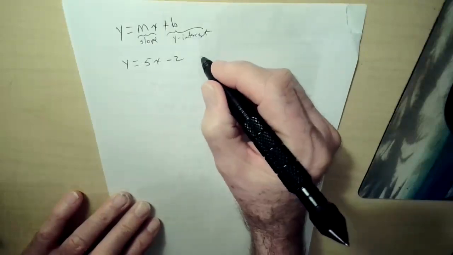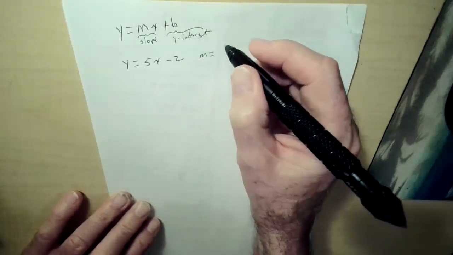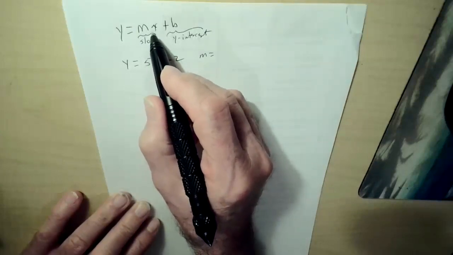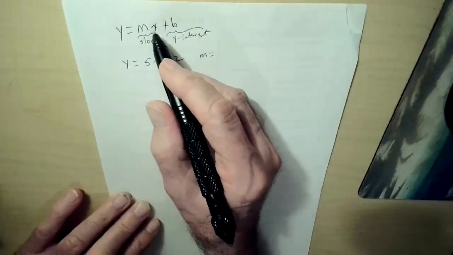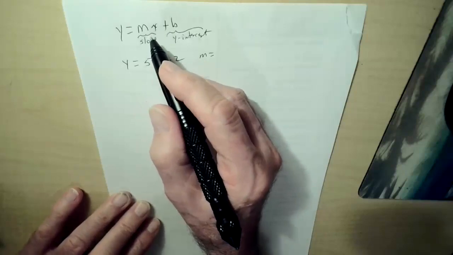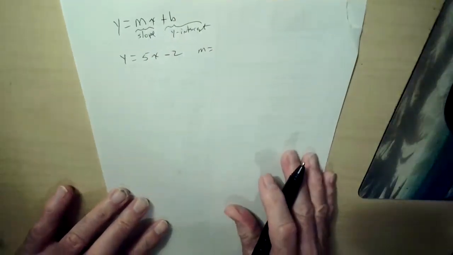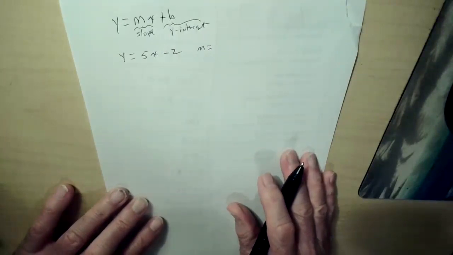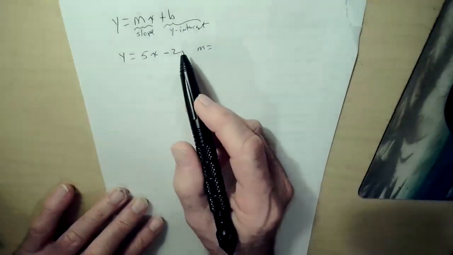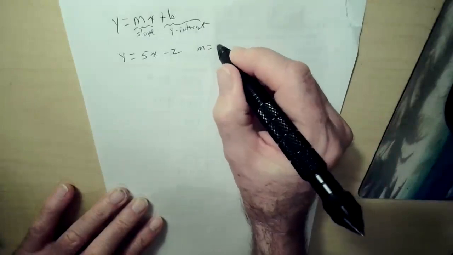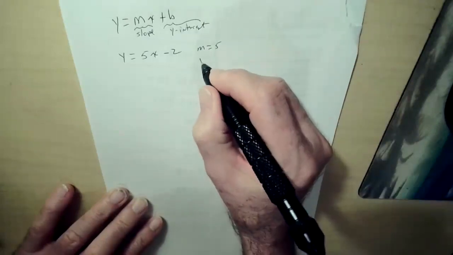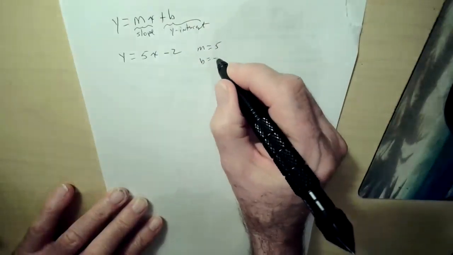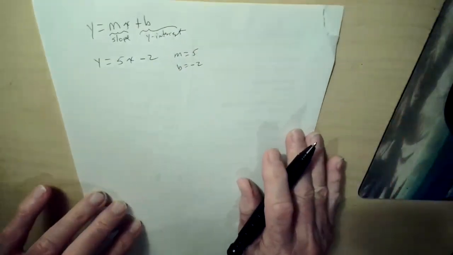Okay, so if you're given this, y equals 5x minus 2, what is our slope here? It's the number in front of x, called a numerical coefficient. Those words aren't super important, but you are going to hear them from time to time. Numerical coefficient just means the number in front of the letter, the number in front of the variable. So our slope is 5, and our y-intercept is this number here, which is -2.